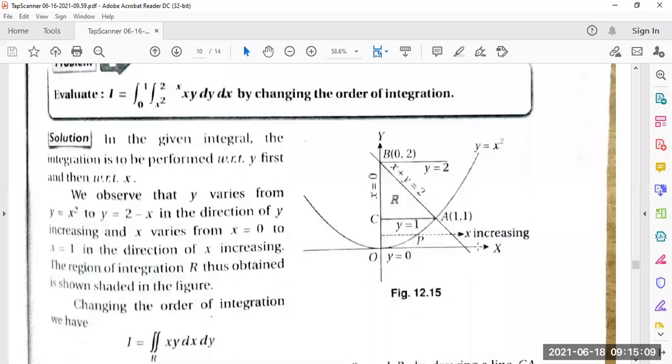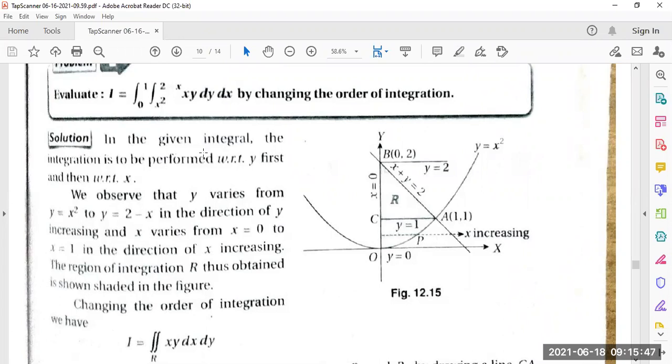Now, in this direction x is increasing and in this direction y is increasing. Y-axis means x equal to 0. X-axis means y equal to 0. Now, this point, after solving x plus y equal to 2 and y equal to x square, we got the point here. If you solve this equation, you get one point as 1, 1. This point is 1, 1. So here the distance of y equal to 1, and from here to here the distance of x equal to this.